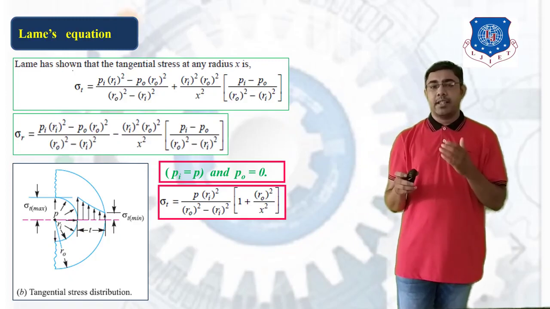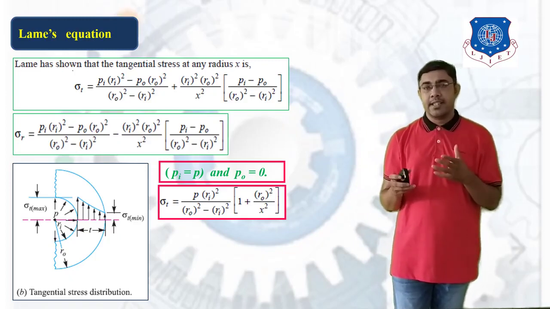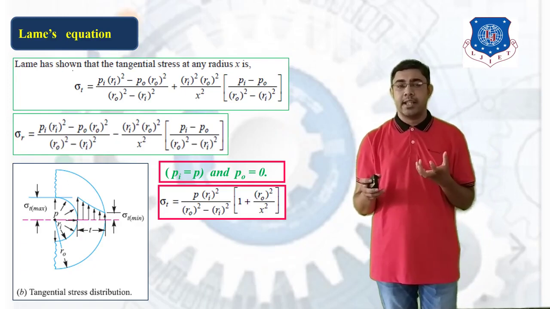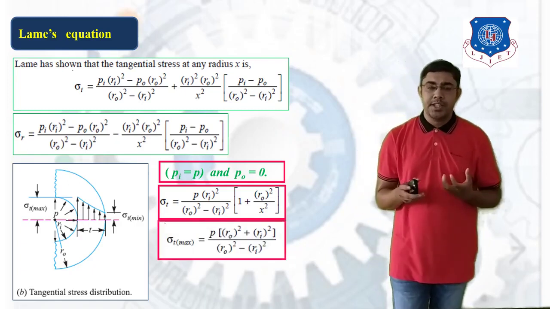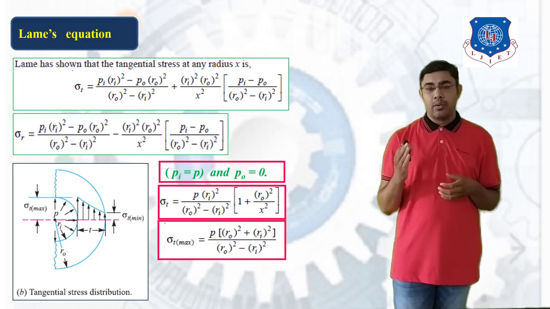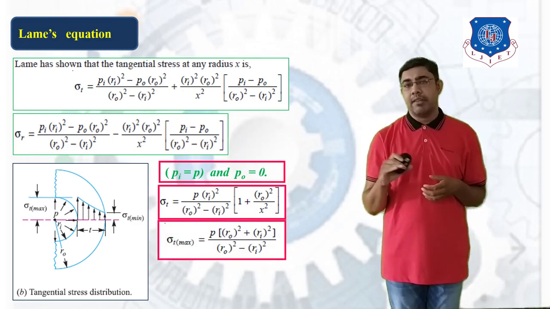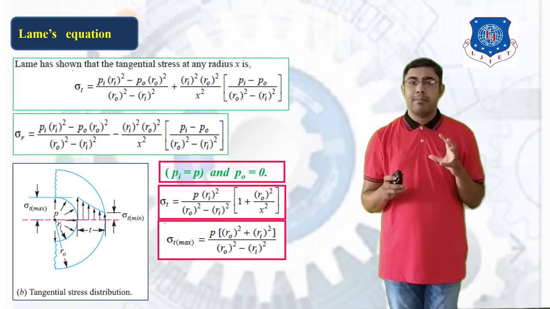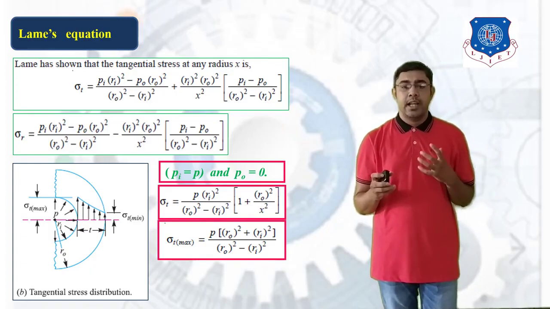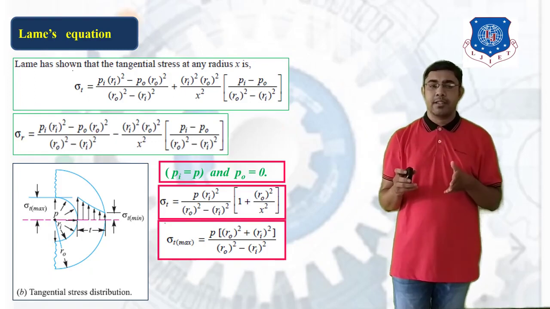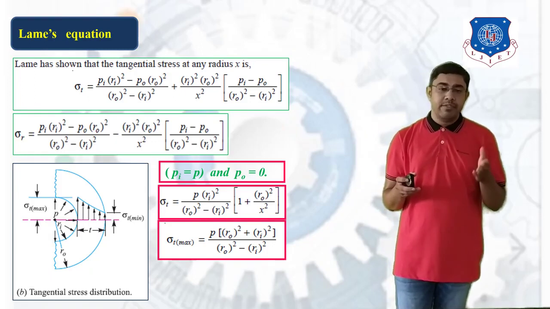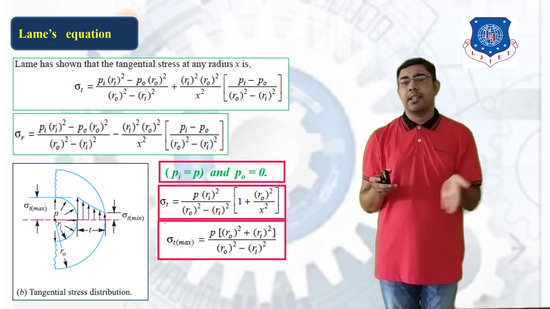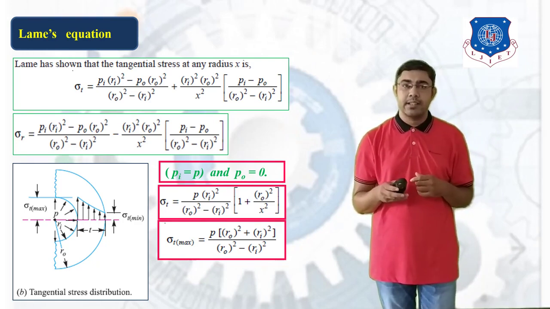So if we place in the above equations x is equal to Ri, we get the maximum tangential stress, that is sigma T max is equal to P into (Ro square plus Ri square) divided by (Ro square minus Ri square). So this is the maximum tangential stress, and it is derived by placing x is equal to Ri. And if we see in the figures, the tangential stress is minimum at the outer surface of the cylindrical shell.